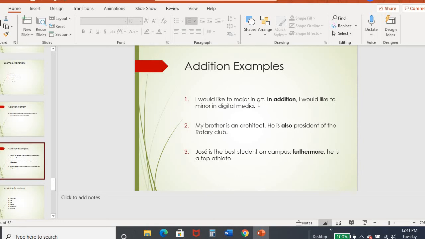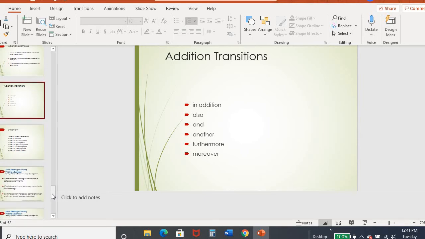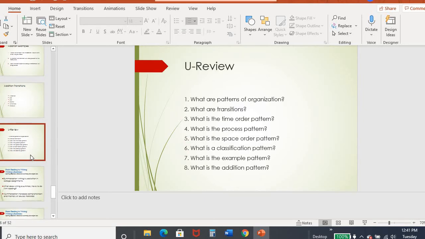So, I would like to major in art; in addition, minor in media. My brother is an architect. He's also a president. Jose is the best student on campus. Furthermore, so adding on. So words or phrases like in addition, also, another, moreover, to let you know that the author is using that particular transition. Okay. So that is now your 10 patterns of organization.